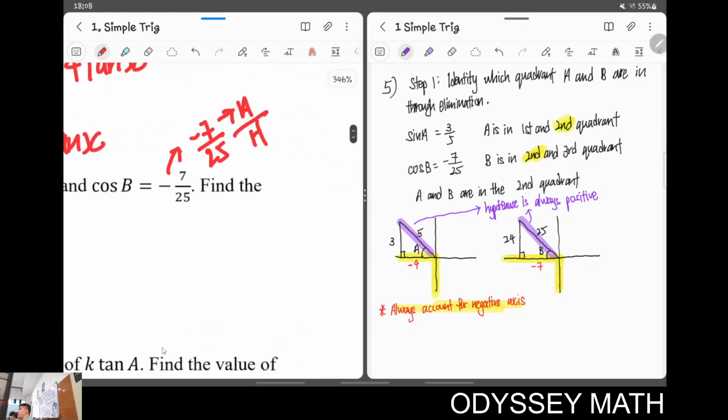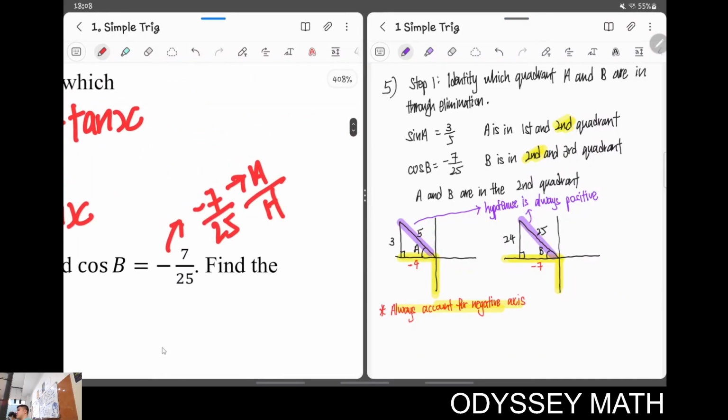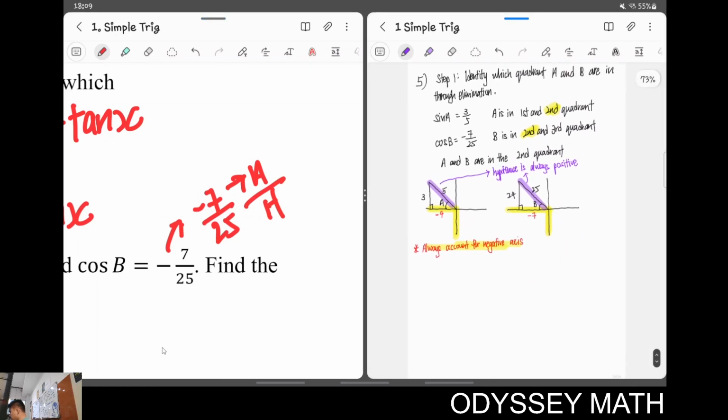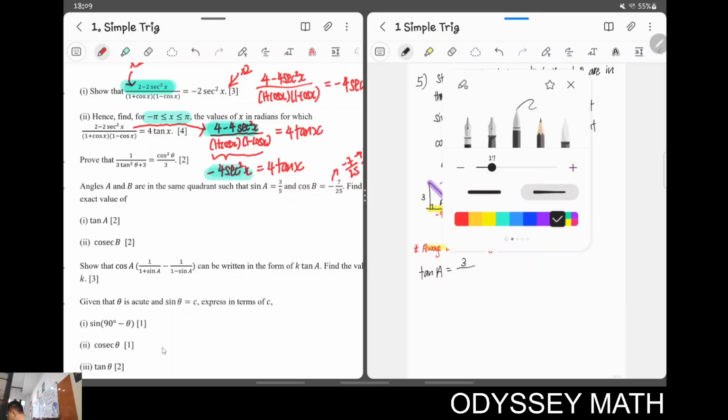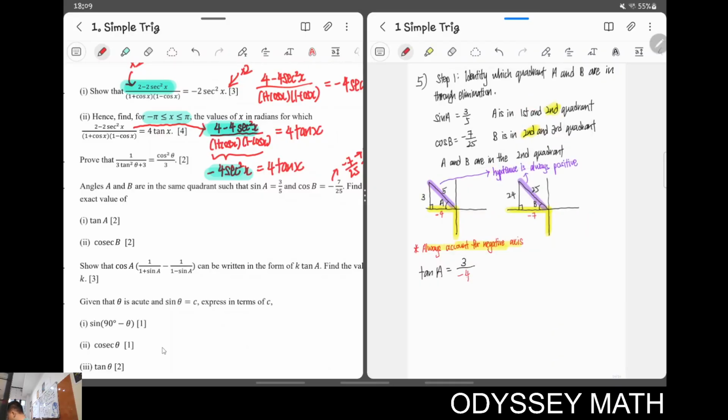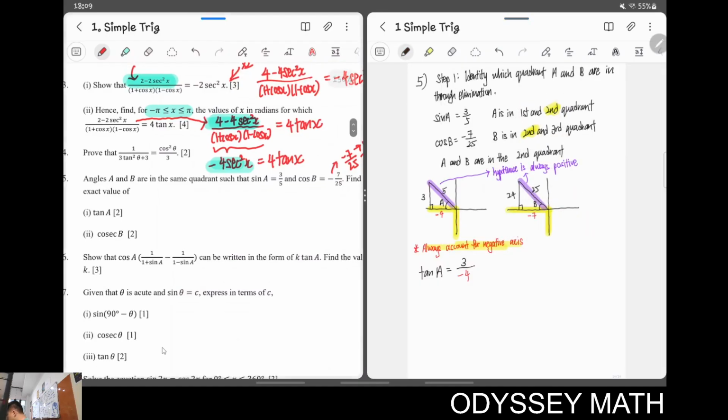So actually in this regard, you will realize that, hey, if my cosine B is negative 7 over 25, knowing that hypotenuse 25 is always positive, I will allocate the negative to the 7. So now we find tangent A for the first part of the question. So tangent A would be equals to opposite over adjacent. So 3 over minus 4. So that is 2 marks.